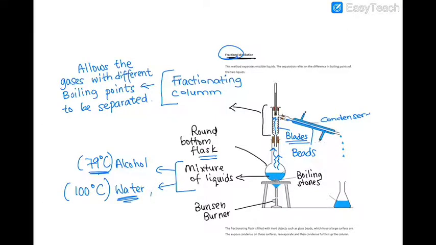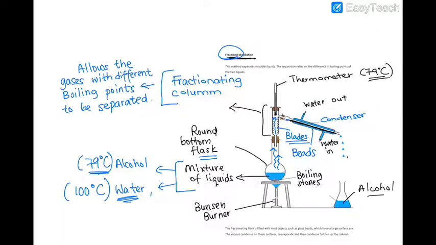In the condenser, you again have the water in at the bottom. You also have a thermometer here. The thermometer is going to show again the temperature of the gas. The temperature here is very important, because when it shows a constant 79 degrees Celsius, it means that you will have alcohol being distilled here.